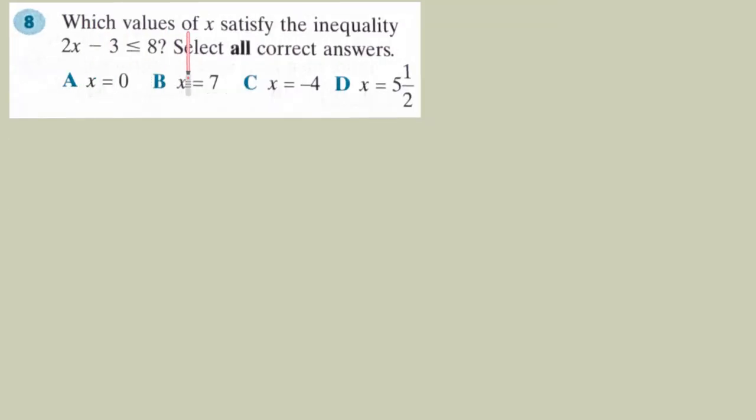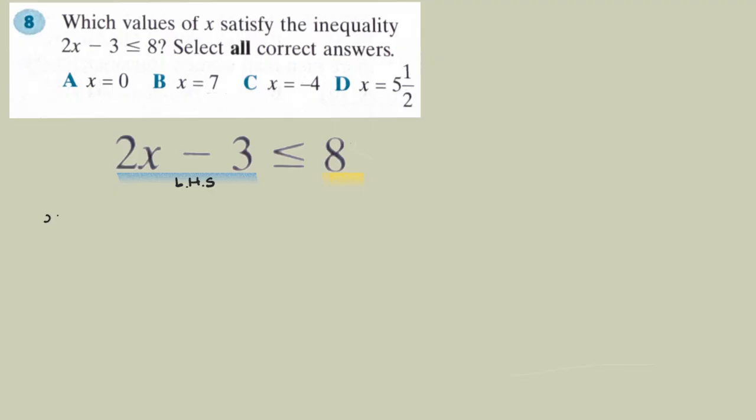Which values of x satisfy the inequality 2x minus 3, and the inequality is here shown as less than or equal to 8? Because we need to select all correct answers, there may be more than one, which means that we have to go through every single one to find out whether they satisfy the inequality or not. So we have a left-hand side, and we also have a right-hand side. Let's look at the left-hand side for each case.